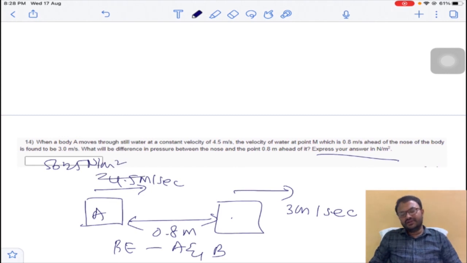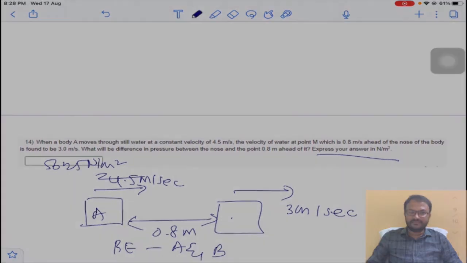Clear? So these are all the simple problems, and there are many more problems here related to theory. Okay, thank you.